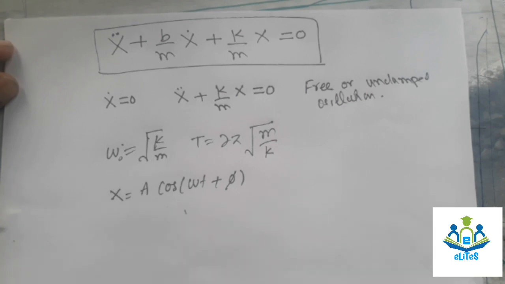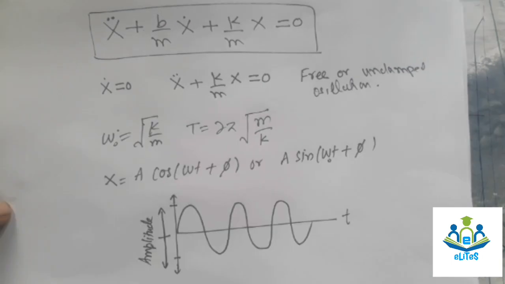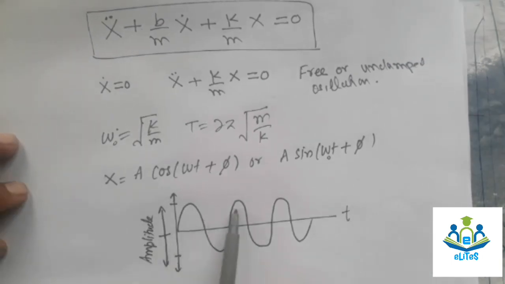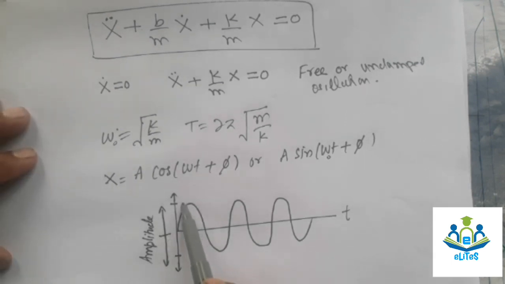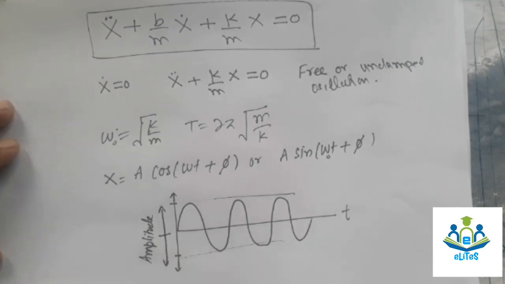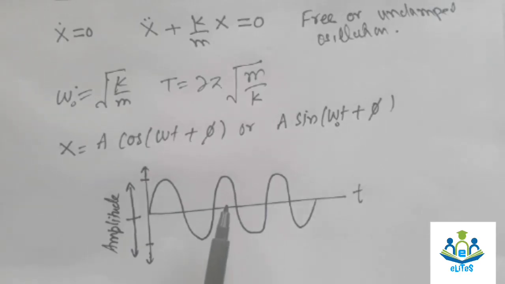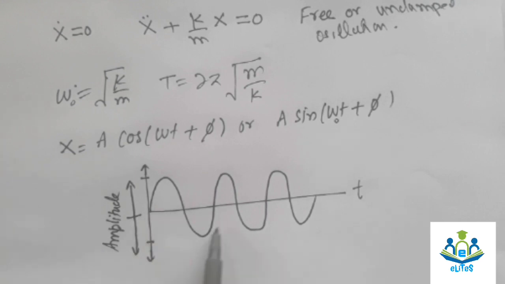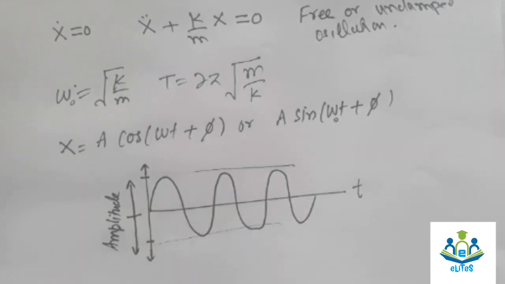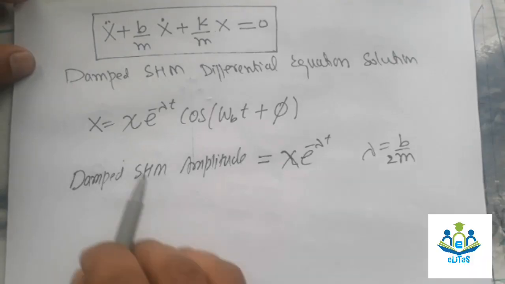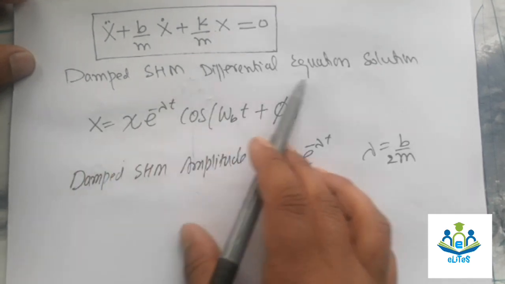But let's check the solution of the damped simple harmonic motion. The graph of the free or undamped simple harmonic oscillation is like this. It is a sine graph, or it can be a cosine graph, and you see the amplitude does not change with time. Now the solution of the damped simple harmonic motion differential equation.